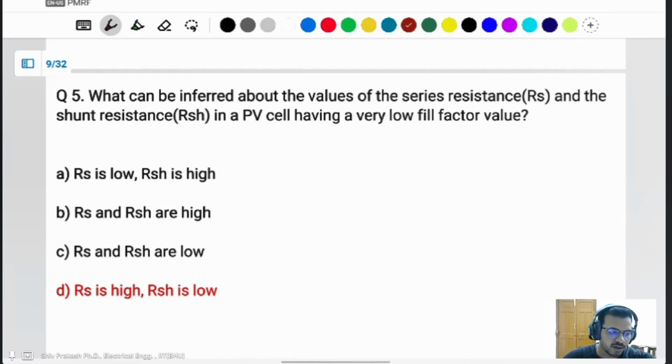Fill factor is a parameter that gives the figure of merit of a PV cell, like how good or bad the PV cell is. If the fill factor is very high, its maximum is 1. If it is nearly 1, it means the PV cell is in very good condition. If the fill factor is low, it means the PV cell is very bad.